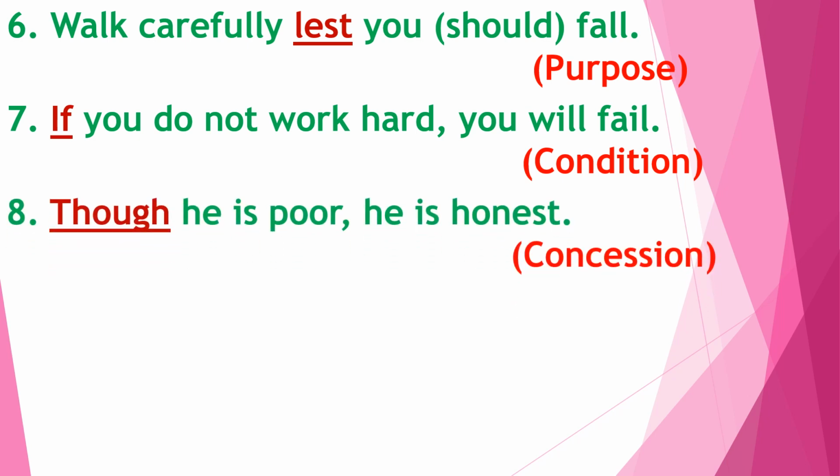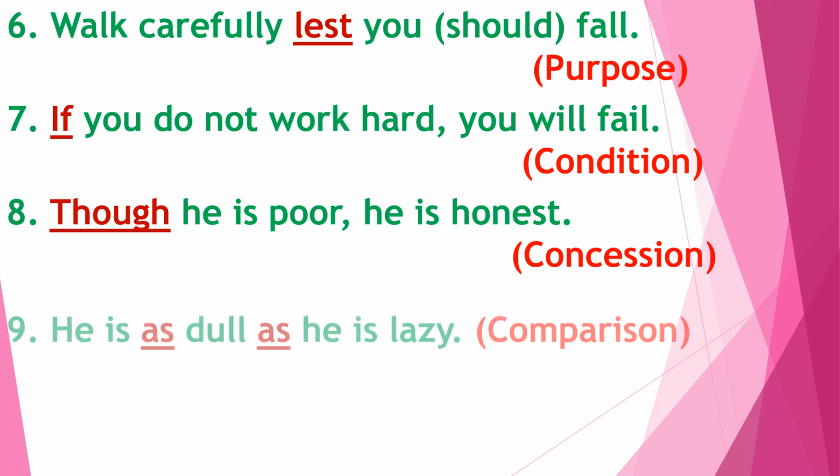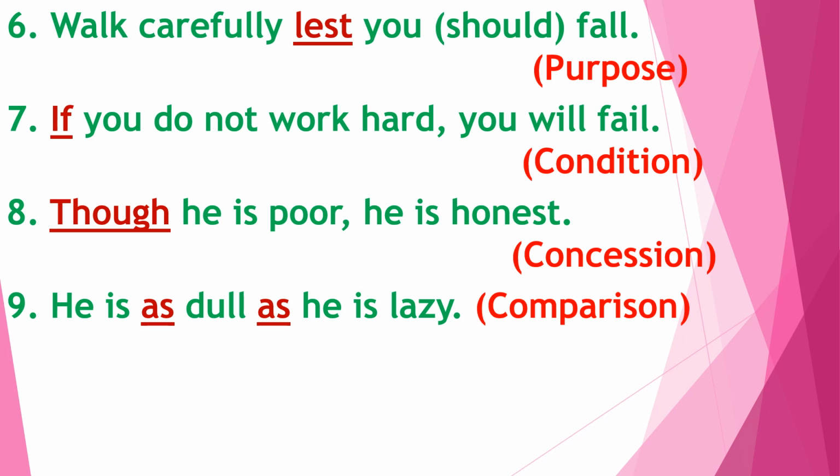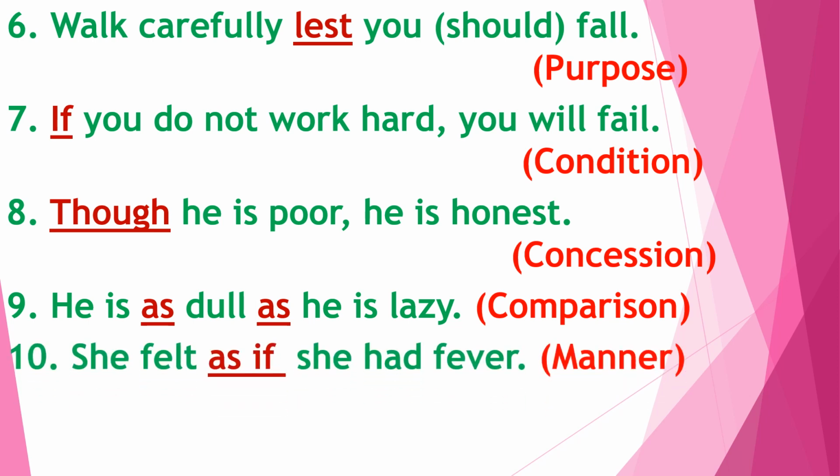Now look at the next example. Though he is poor, he is honest. This indicates concession and though indicates an adverbial clause. Now see the next example. He is as dull as he is lazy. This indicates comparison and as indicates an adverbial clause. Now see the next example. She felt as if she had fever. So it indicates manner and as if indicates an adverbial clause.